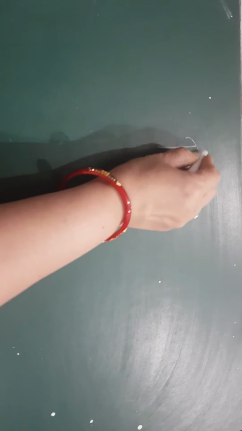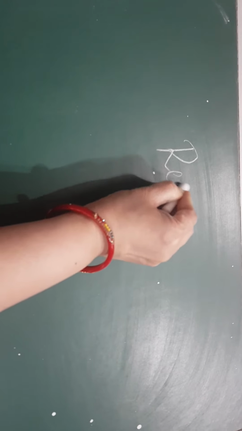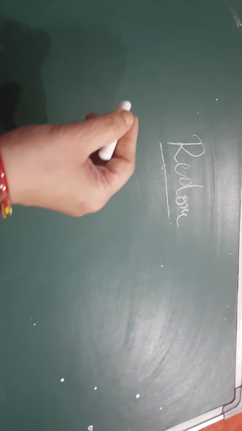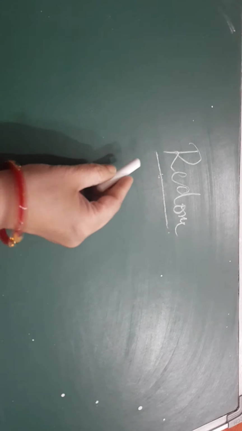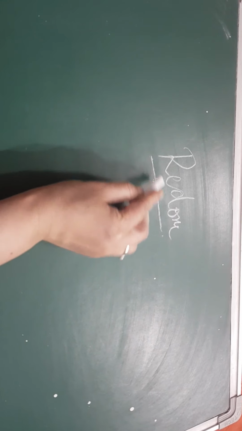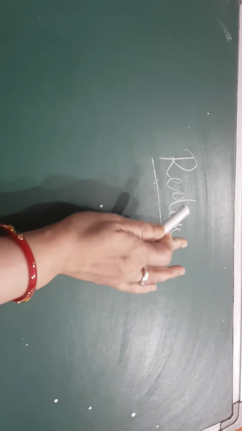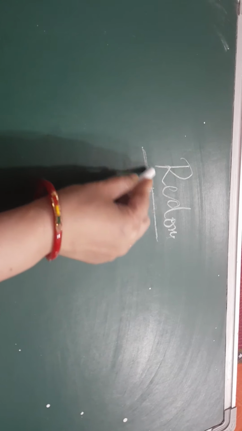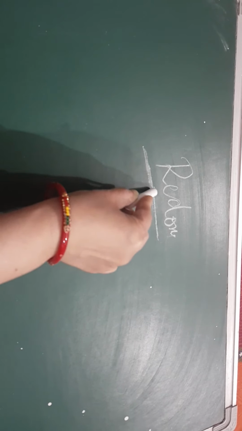Okay, children, we'll discuss redox reaction now. What is redox reaction? We'll discuss reducing agent and oxidizing agent also in this video. First of all, redox reaction, from this term it's clear, redox. Re is from reduction, and ox is from oxidation.